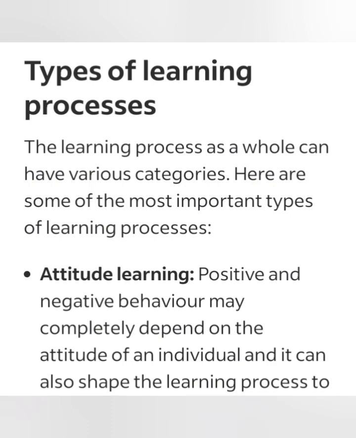Now we see the types of learning process. The learning process as a whole can have various categories. Here are some of the most important types of learning process. First of all is attitude learning. Positive and negative behavior may completely depend on the attitude of an individual, and it can also shape the learning process too.